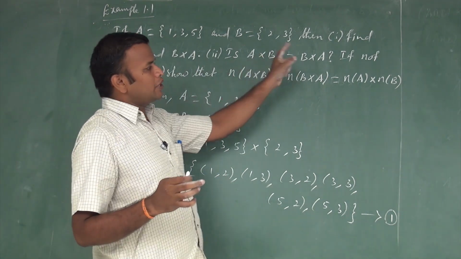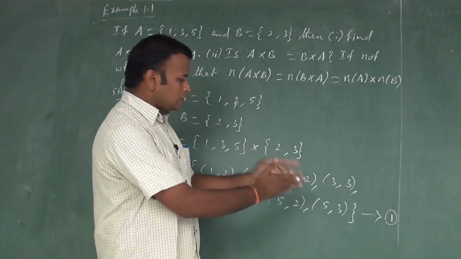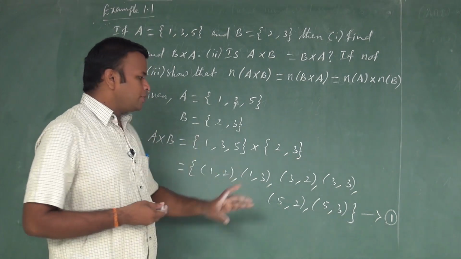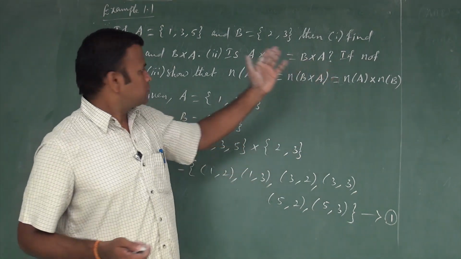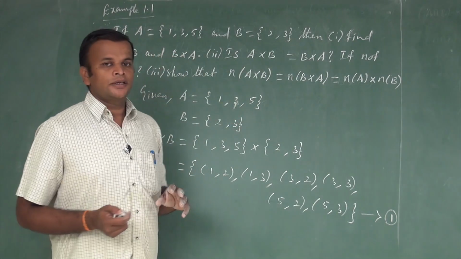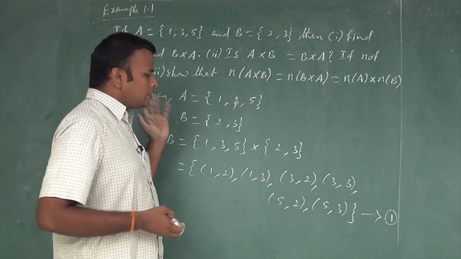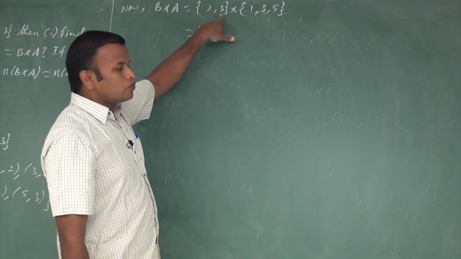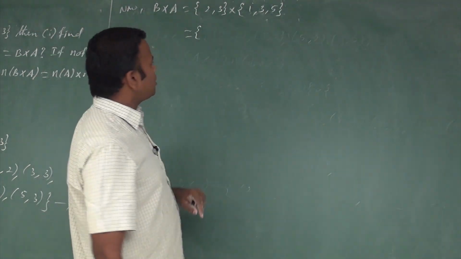whether A cross B and B cross A are both equal or not. So I put this as equation 1. Actually it is the value of A cross B. Next, the next question is B cross A. So next we find the Cartesian product of B and A. Now we find B cross A. The value of B is 2, 3 cross the value of A, which is 1, 3, 5.